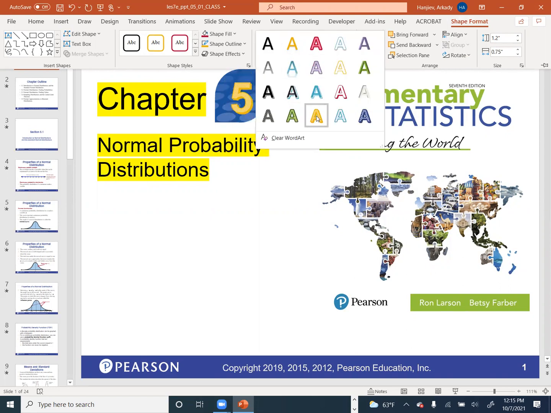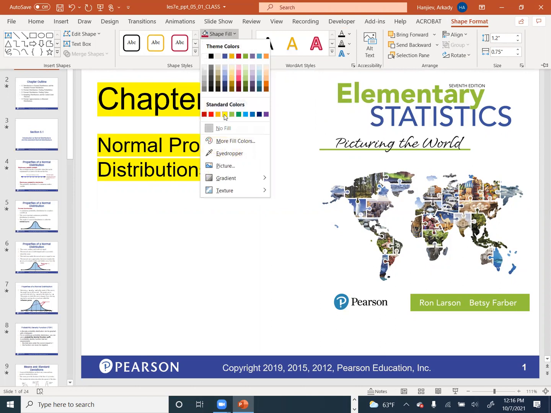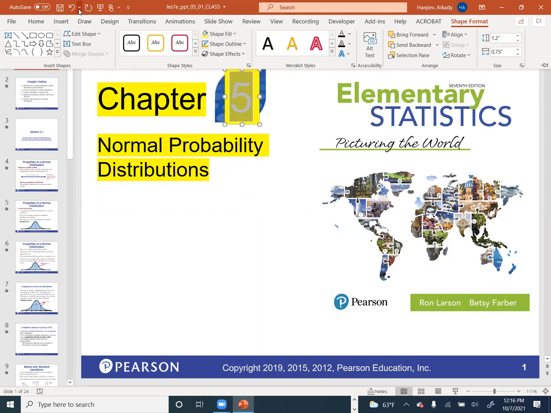See if there's a yellow in here. Kind of like a yellow in there, kind of like orange-ish. Oh, fill shape. There it is. Let me try this here. Yellow? Oh, no, not what I want. Okay, I'm going to leave it like that.